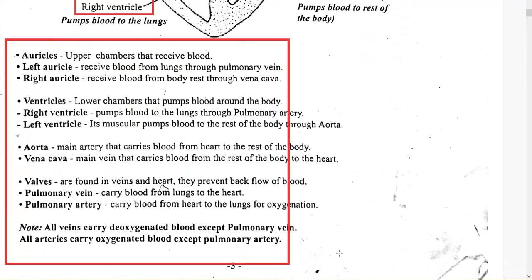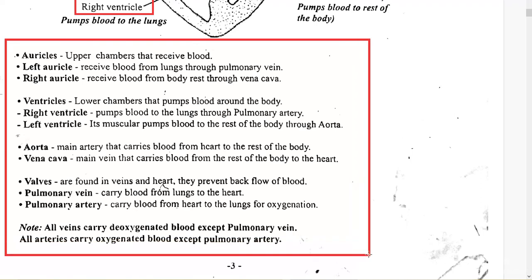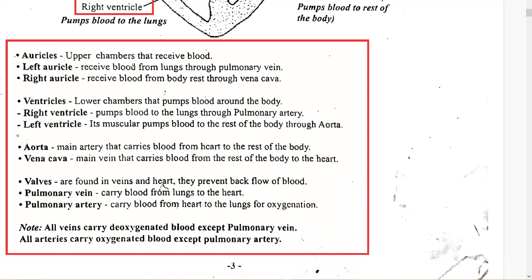And now we have the summary here. Auricles, upper chambers that receive blood. Left auricle receives blood from lungs through the pulmonary vein. Right auricle receives blood from the rest of the body through the vena cava. Ventricles, lower chambers that pump blood around the body. Right ventricle pumps blood to the lungs through the pulmonary artery, and the left ventricle is a muscular pump that pumps blood to the rest of the body through the aorta.